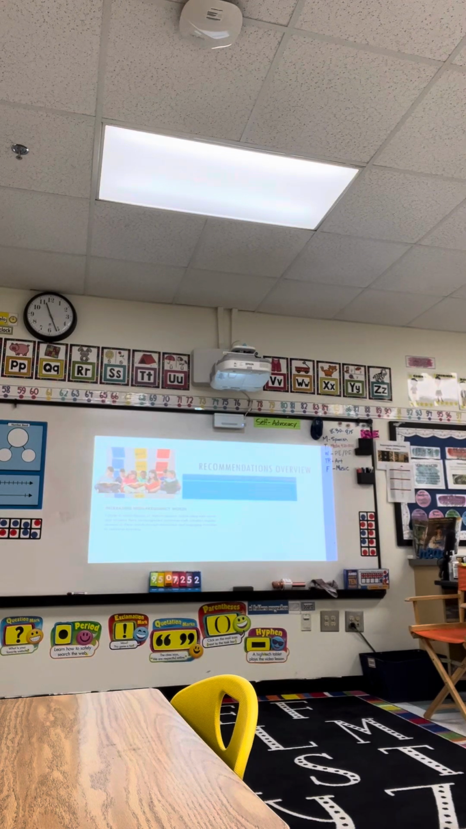And during your small groups, having pair share where students are reading together. They have those high frequency word lists and they're reading them with a partner, quizzing each other, going over the words with each other.